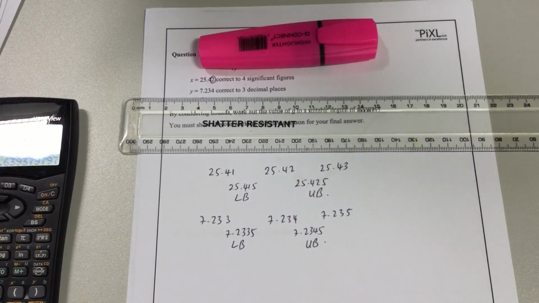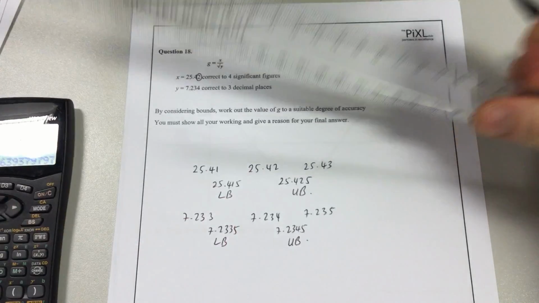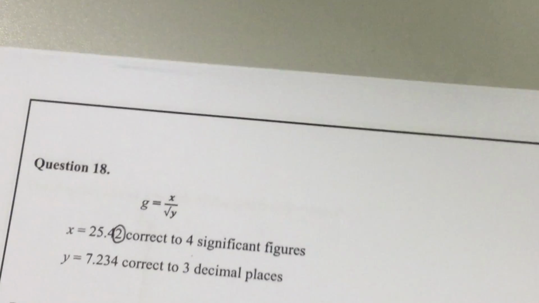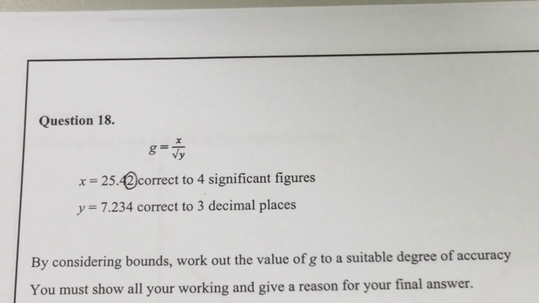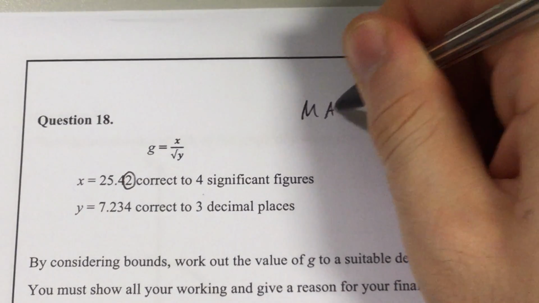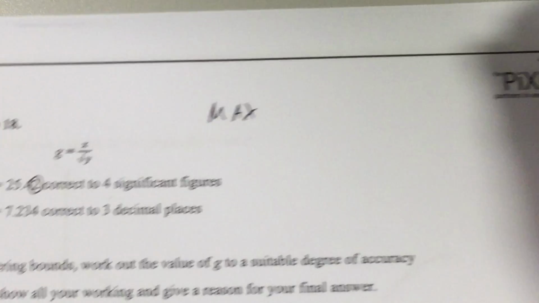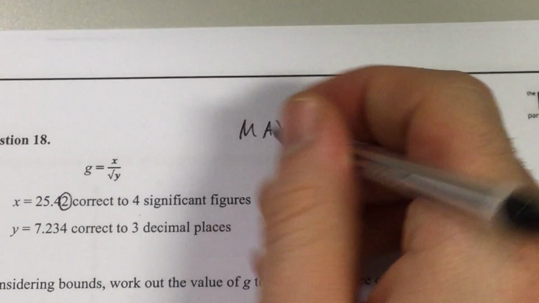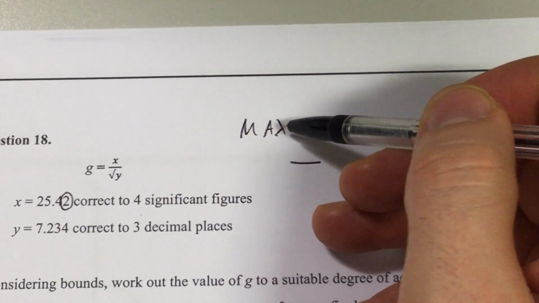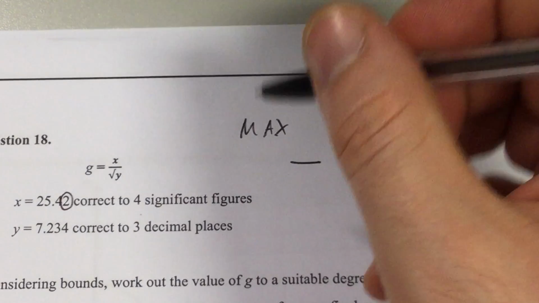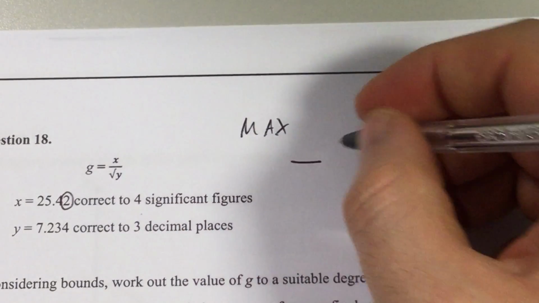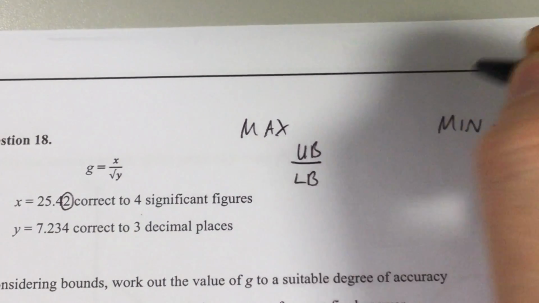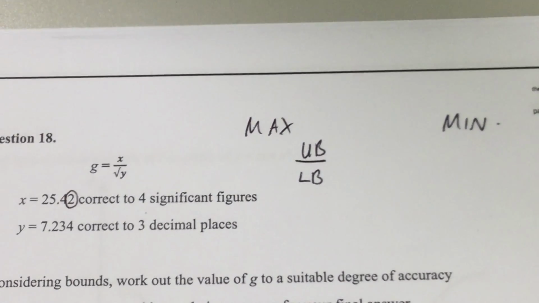Okay, so that's that part over with, and now we're going to have to think about what we're going to do with this by looking at this calculation. Okay, so let's have a look at this. We've got a divide, and we're going to try and figure out the maximum value that we could get from this calculation and the minimum value. Now with a divide, to get the biggest value possible, you want the biggest possible number on top and the smallest number on the bottom. So you want the upper bound on top and the lower bound on the bottom. That'll give you your maximum possible answer.